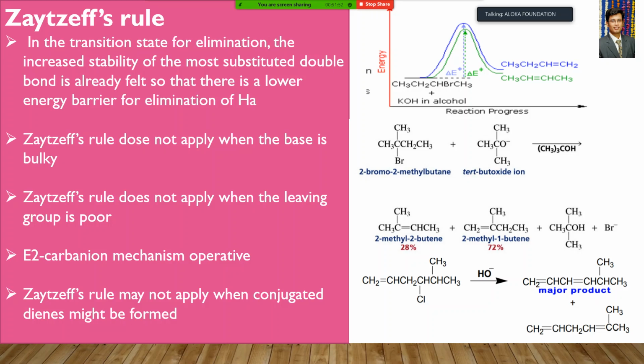Understood the reason? Why? Because conjugated dienes are more stable than isolated dienes because of the resonance stabilization. That's why the Saytzeff rule does not apply when a conjugated diene is formed. When a conjugated diene is formed, the Saytzeff rule is not applicable.